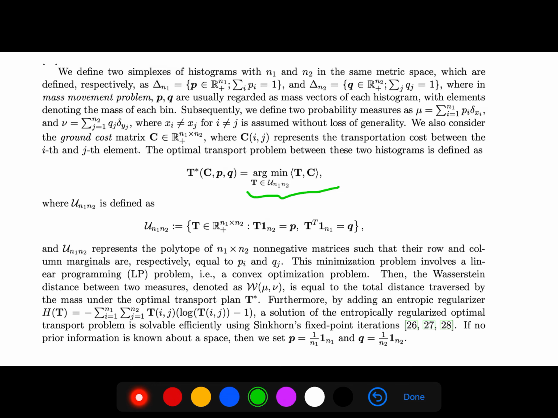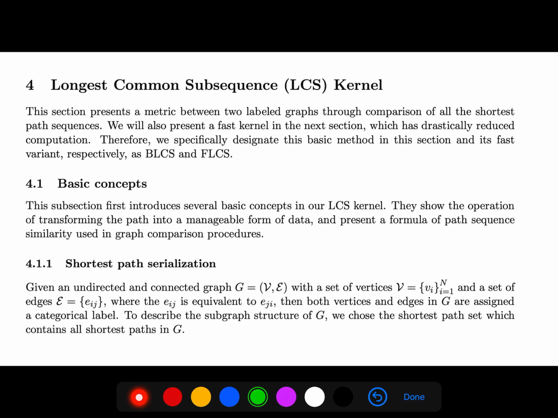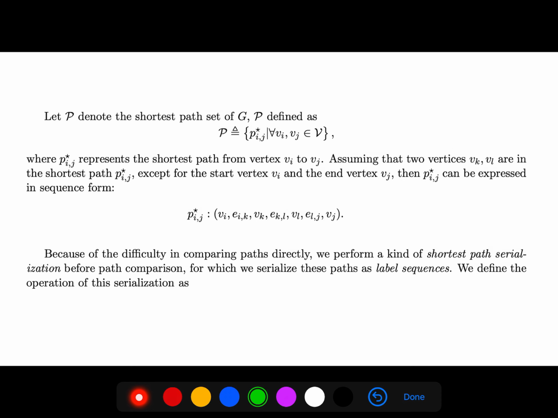Now, how do we create these histograms? We define two simplexes of histograms, like this. In the mass movement problem, P and Q are usually regarded as mass vectors of each histogram. So if P is the shortest path, P star of ij represents the shortest path from vertex V sub i to V sub j.